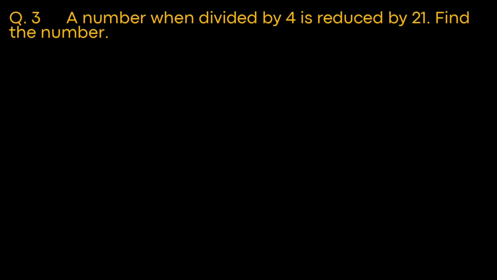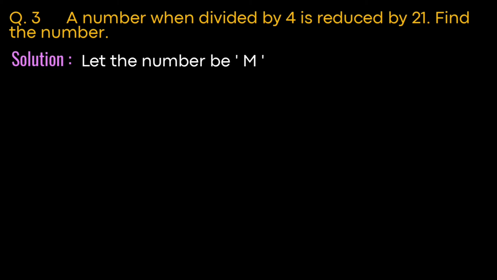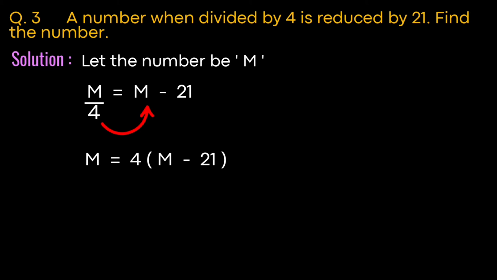Question 3. A number when divided by 4 is reduced by 21. Find the number. Solution. Let us consider the unknown number to be m. Now when m is being divided by 4, it is getting reduced by 21. It means m by 4 is equal to m minus 21. Now transfer 4, which is in division in LHS, to RHS. We get m equals to 4 into bracket m minus 21.